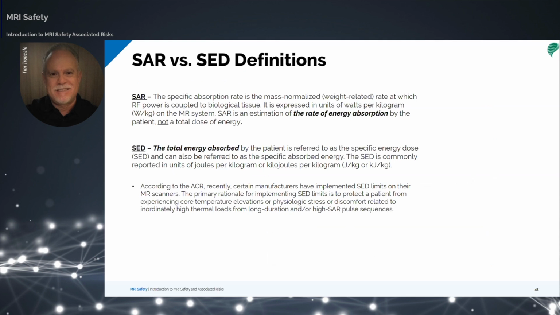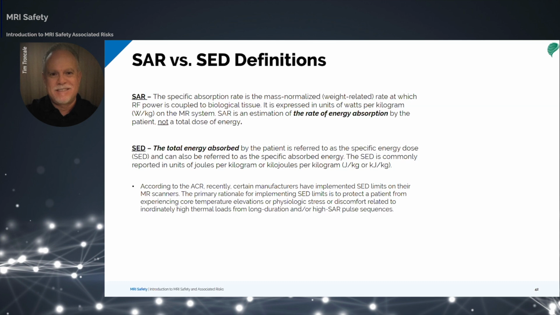Now let's go over the two units of measurement of radio frequency in MRI, SAR and SED. SAR, or the specific absorption rate, is the mass normalized or weight-related rate at which RF power is coupled to biological tissue, and it is expressed in watts per kilogram on the MR system. SAR is an estimation of the rate of energy absorption by the patient, not a total dose of energy.